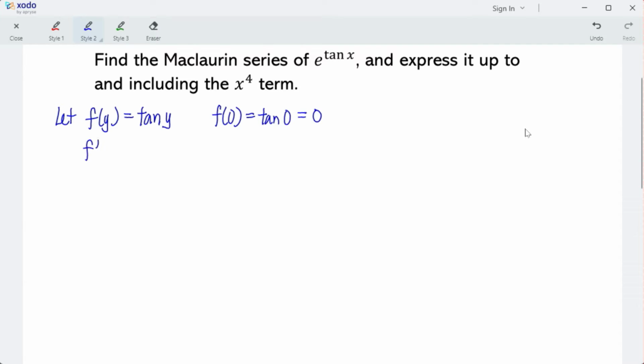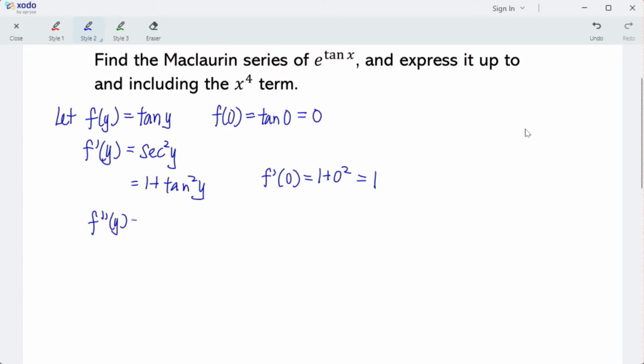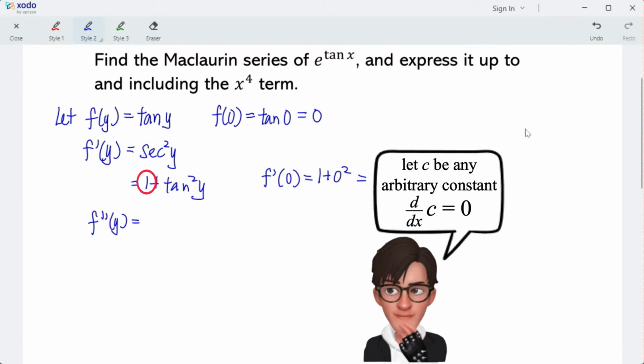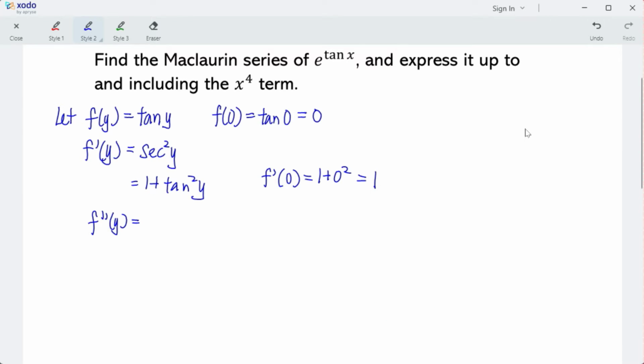Now differentiate the function with respect to y. Differentiate tangent, we obtain secant square. By using the trigonometric identity, we obtain 1 plus tangent square y, which means that at point y equal to 0, we have 1 plus 0 square, which is equal to 1. Now differentiate the function for the second time. When we differentiate a constant, we obtain 0, which means that differentiating 1, we obtain 0.